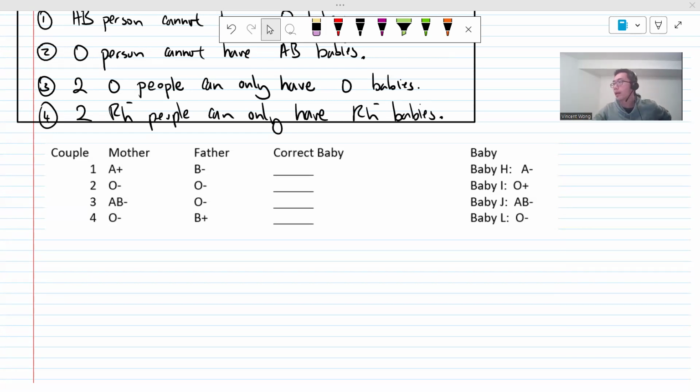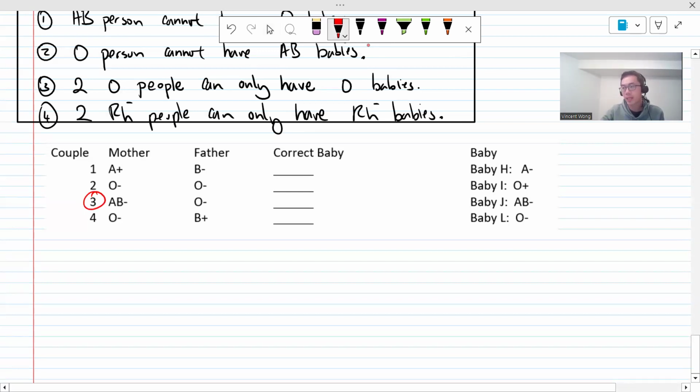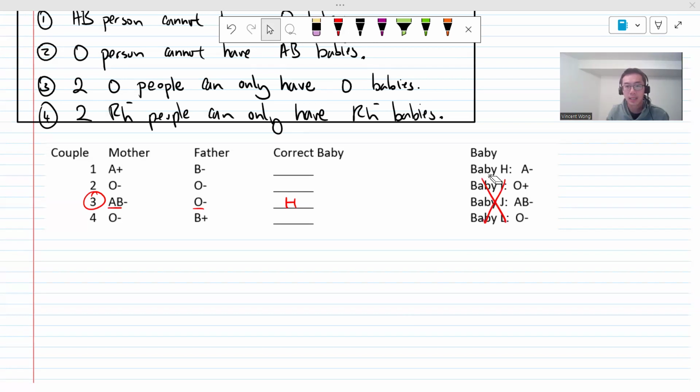Okay, so are we all back? Yeah, looks like it. All right, I hope you had a fruitful discussion. Let's quickly take this up. Let's start with couple number 3. We can see couple number 3 has an AB mother and an O father. So immediately we can reject all these. AB cannot have O, O cannot have AB. So this is H. Okay, so that's done.